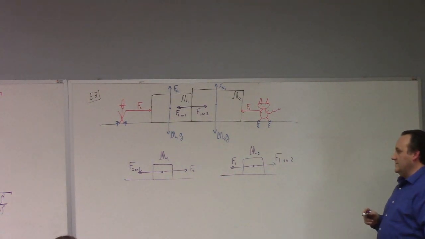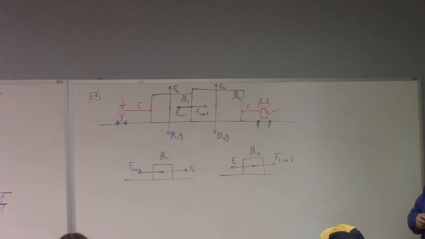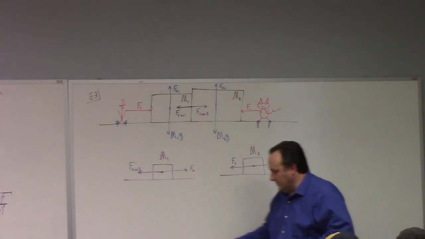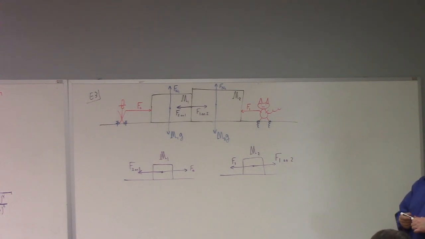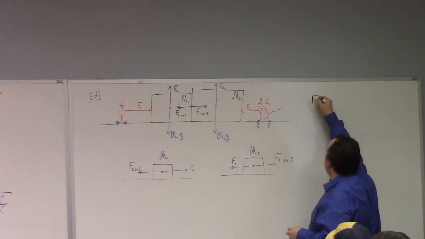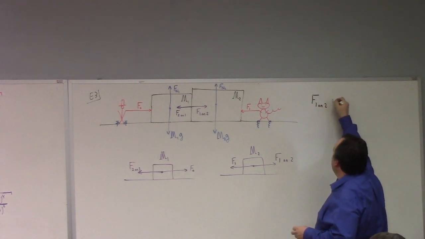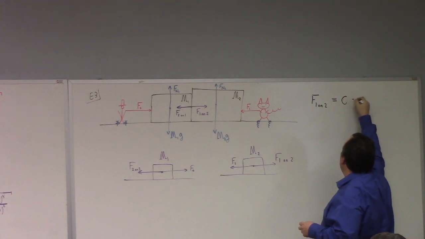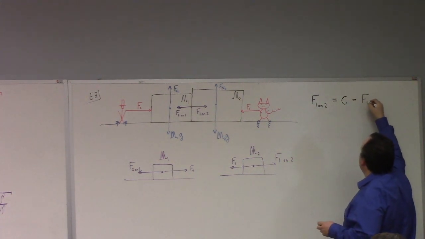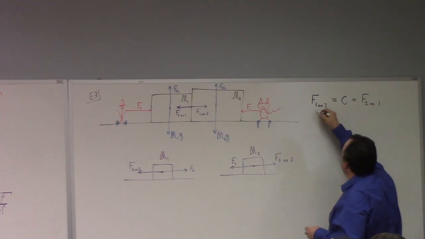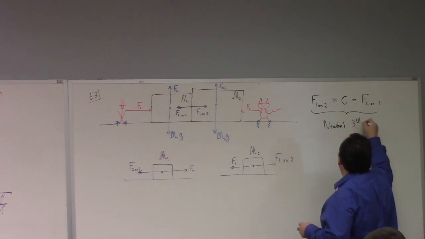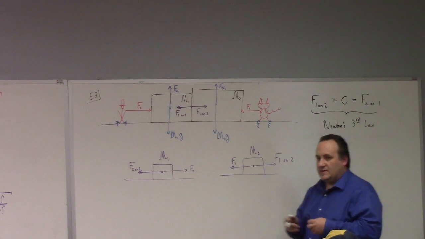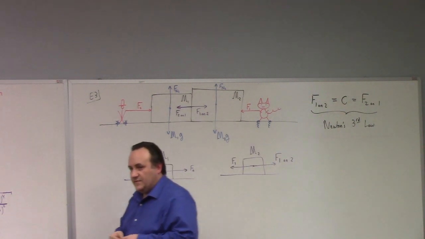Now, I don't know about you, but I'm very tired of F of 1 on 2 and F of 2 on 1 as labels. I just don't like those labels at all, do you? So what I suggest is we give those a simpler name, like this. The force of 1 on 2 is equal to C, and that is equal to the force of 2 on 1. Now, why can I say this? This is Newton's third law. The contact forces are a third law pair. There has to be an equal and opposite reaction.